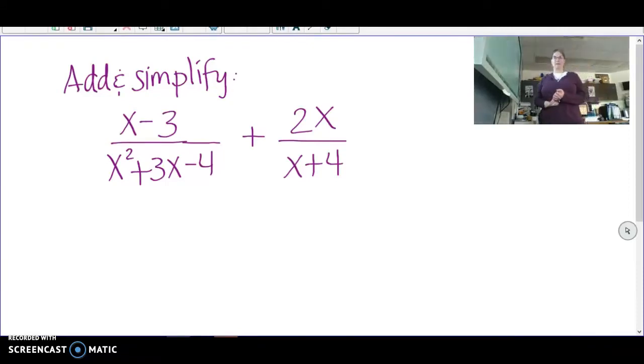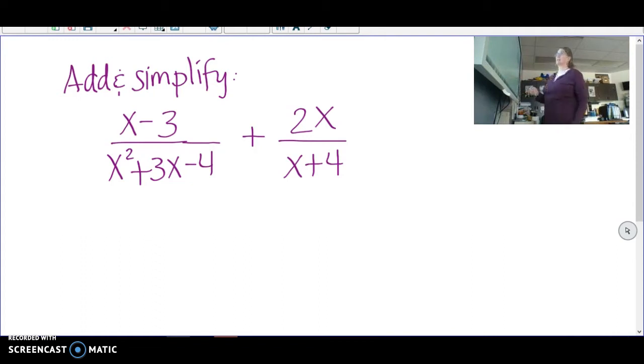All right, we are here to learn how to add and subtract rational expressions, and then we're also going to look at how to simplify complex fractions in this video. This is part 2 for my class, lesson 5.3. So we are looking at this example here.